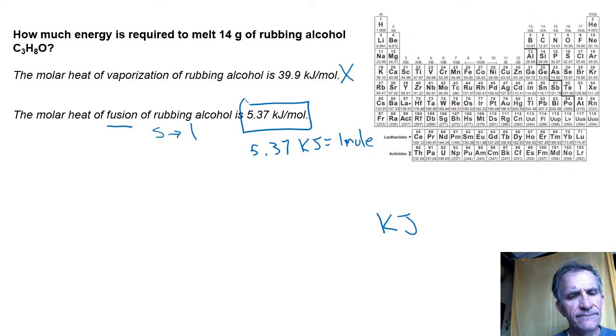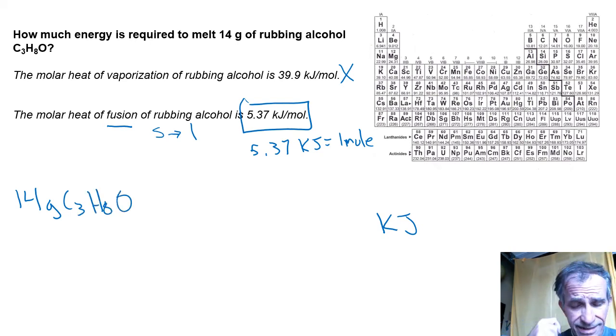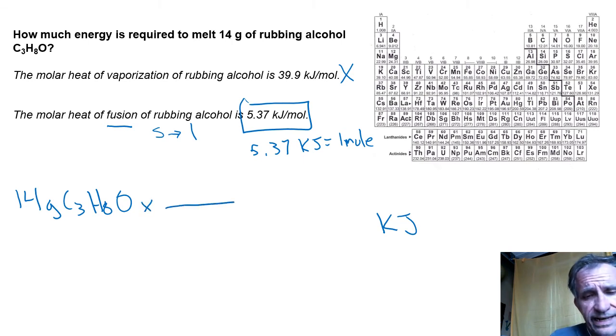Now, just like we did a minute ago, if you start off with 14 grams of alcohol, before we're ready to use the number that has moles in it, we're going to have to convert grams to moles first. To do that, we're going to have to add up the weights off the periodic table for alcohol. Let's go ahead and do it. 3 carbons, 8 hydrogens, and an oxygen.